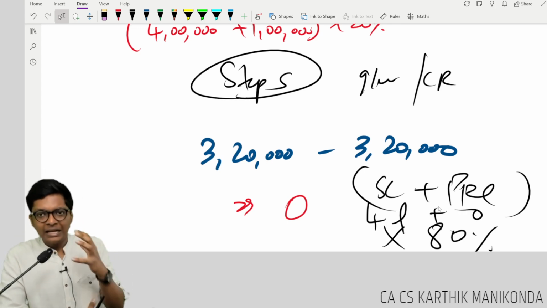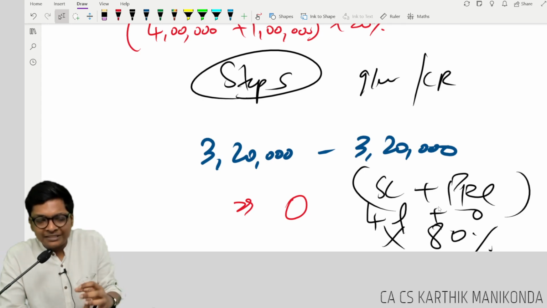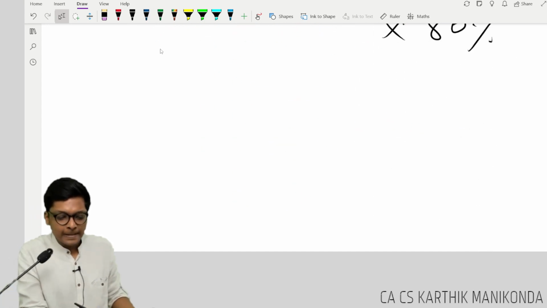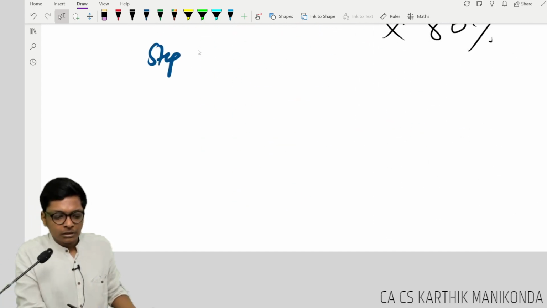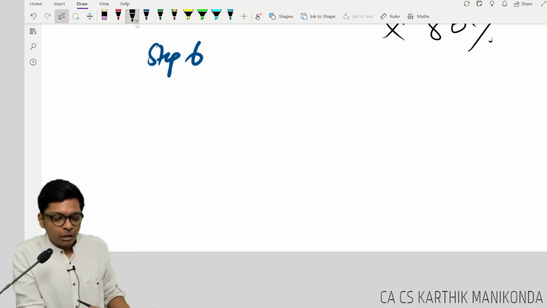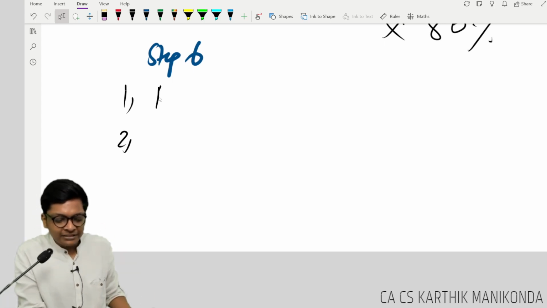Which is nothing but the net assets of the subsidiary on the date of acquisition. Are you following, guys? Zero. The next step is step 6, which is my reserves and surplus. What is my reserves and surplus? First, the reserves and surplus of the holding company.